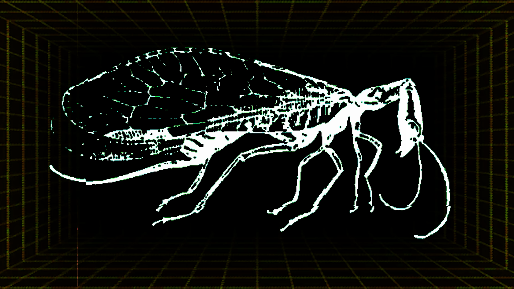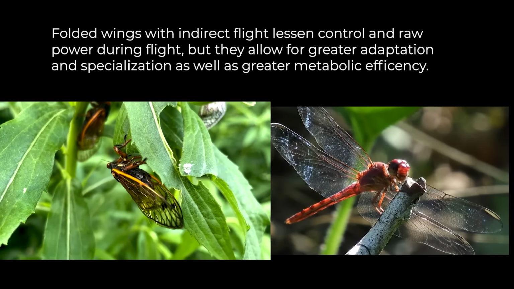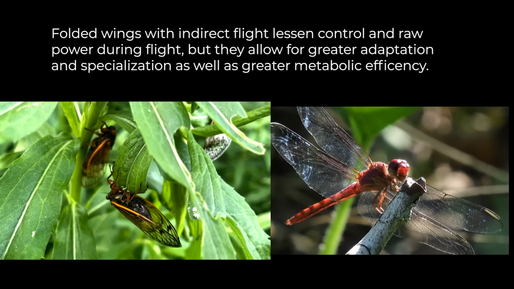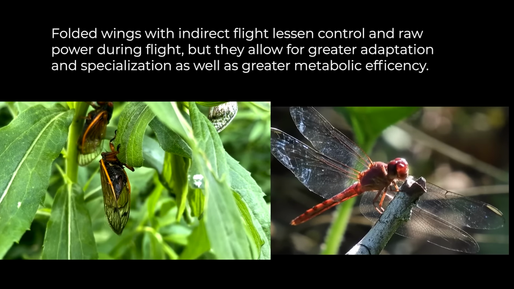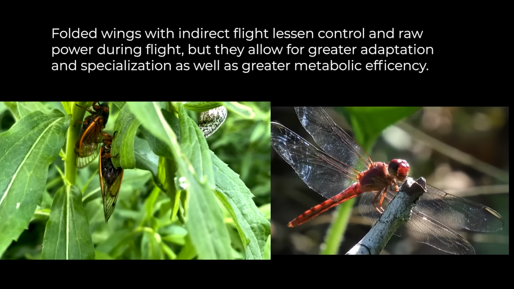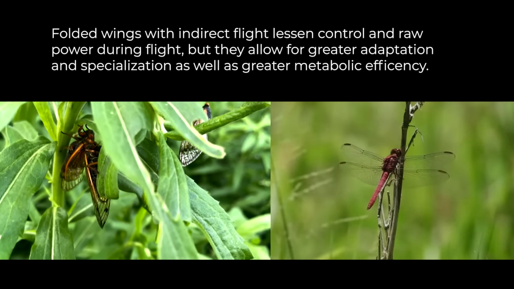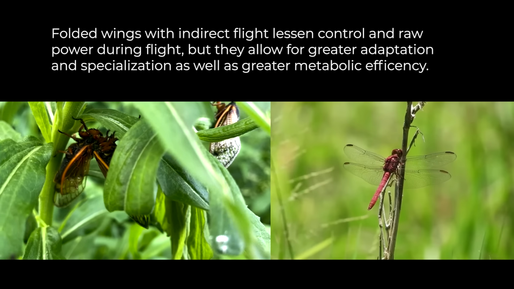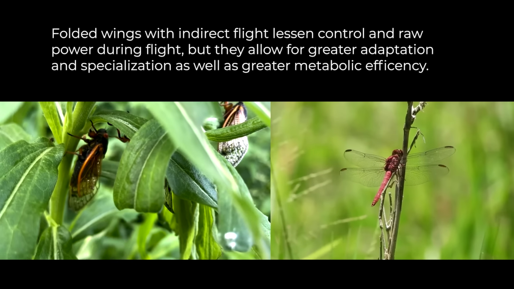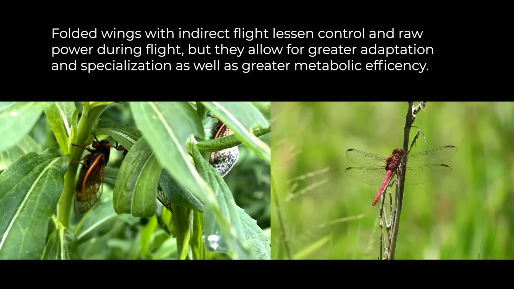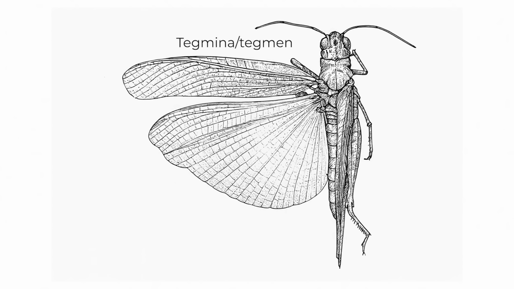Basically, folding wings increases survivability and adaptive flexibility without compromising the capability of flight, but it does hamper the raw control over flight that's seen in dragonflies and mayflies. Now, as insect wings and flight continued to refine themselves, new features emerged, such as tegmina.